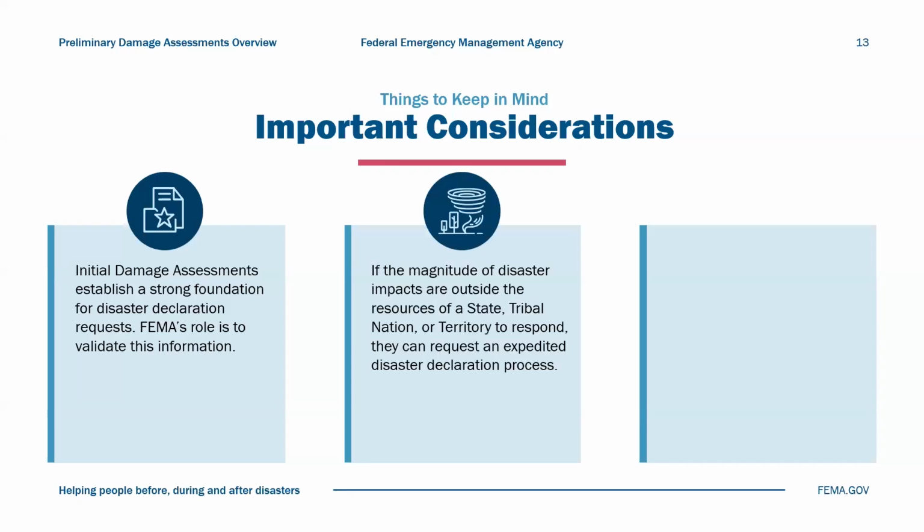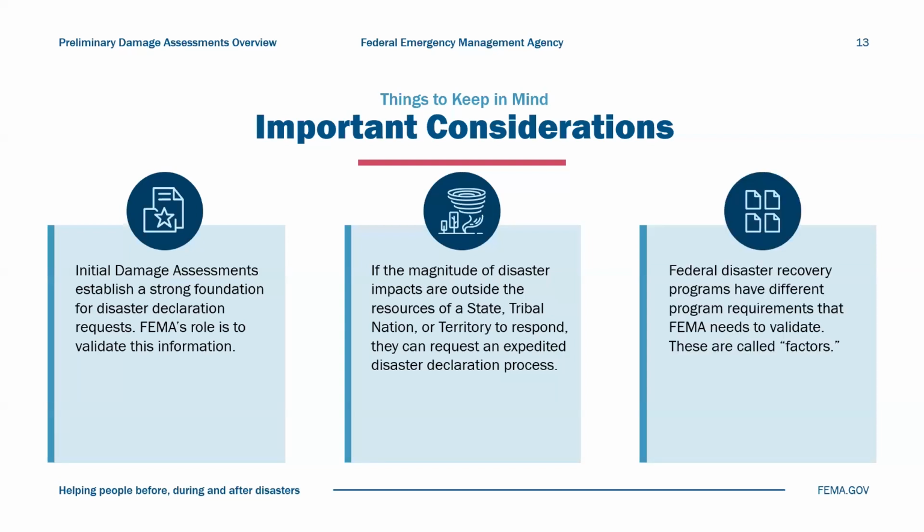If the magnitude of anticipated or actual impacts of an incident is outside the resources of the STT government to respond, an STT government may request and FEMA may submit a recommendation for an expedited disaster declaration to the President with or without completing the joint PDA. The preliminary damage assessment is still required, but will take place when conditions are safe. Refer to FEMA's declaration guidance for more information.